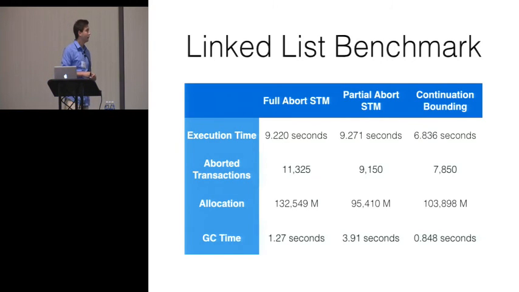So if we go back to this linked list benchmark that we saw earlier, and we add this continuation bounding approach on top of our partial abort STM, our execution time goes down substantially. We're aborting even fewer transactions, and our garbage collection time goes down substantially.